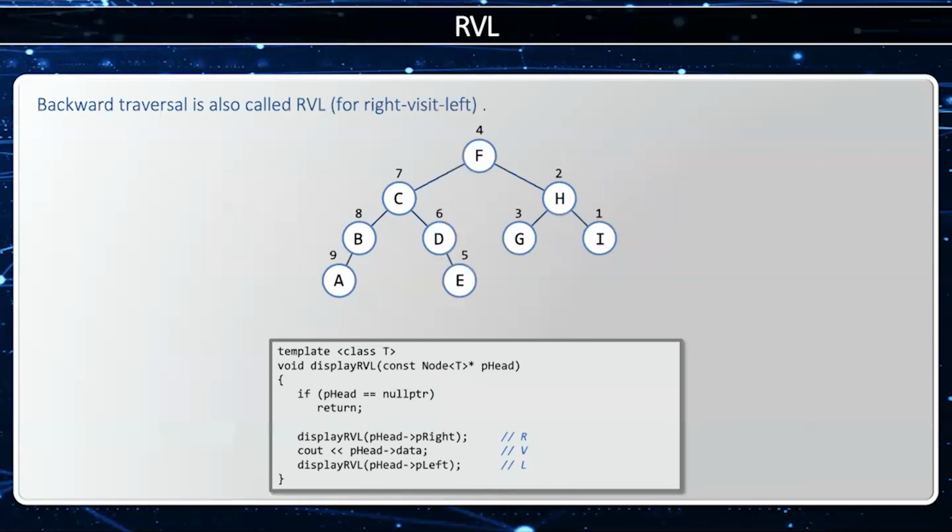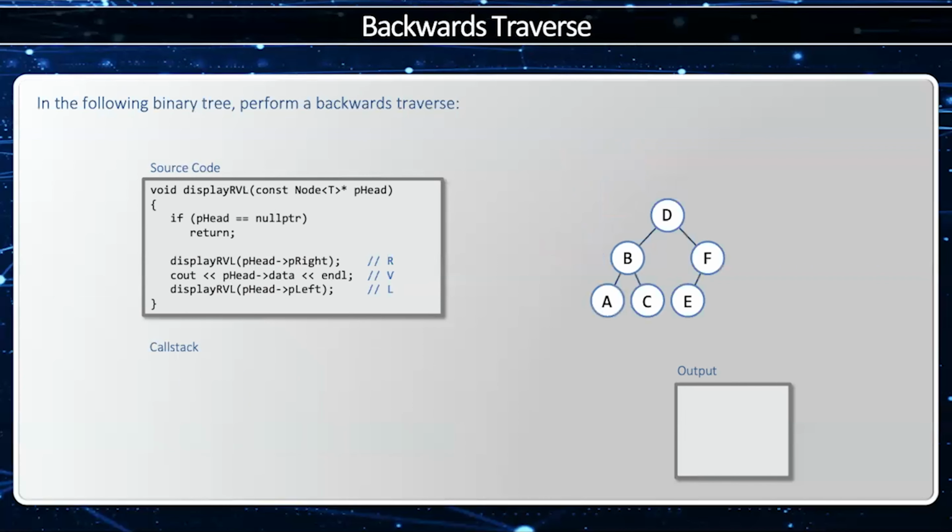All right, another method to traverse a tree is called RVL, or backwards traversal. First, I'm going to go right, then I'll visit myself, and then left. And this will be exactly the opposite of what we did previously. All right, so let's walk through this.